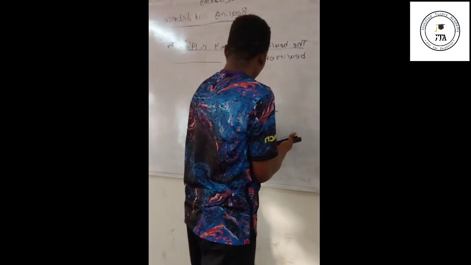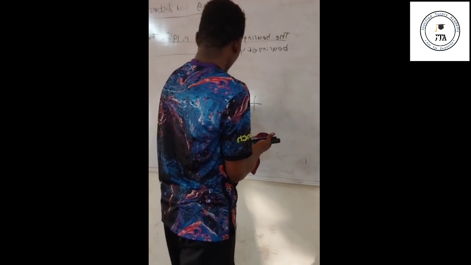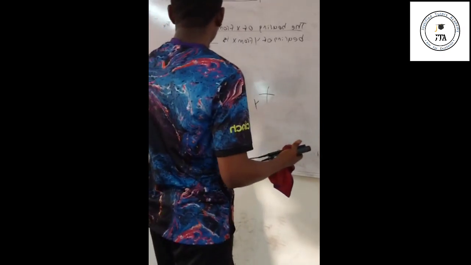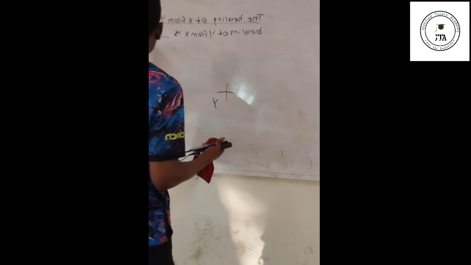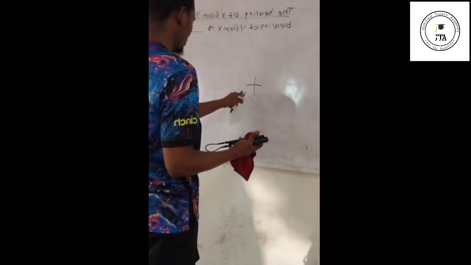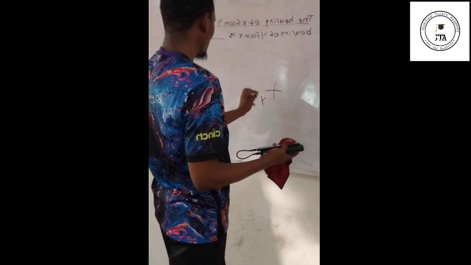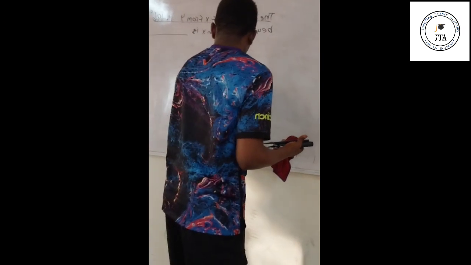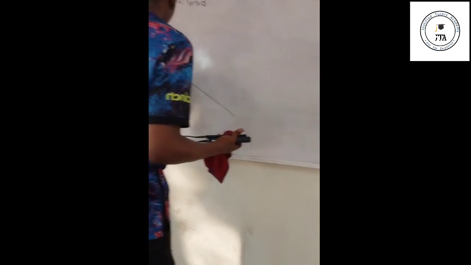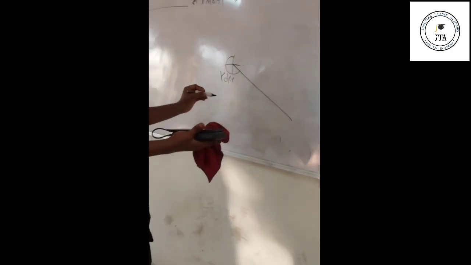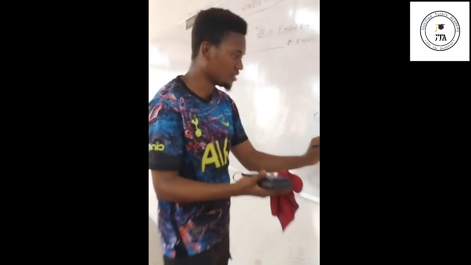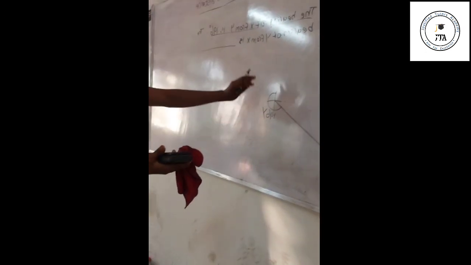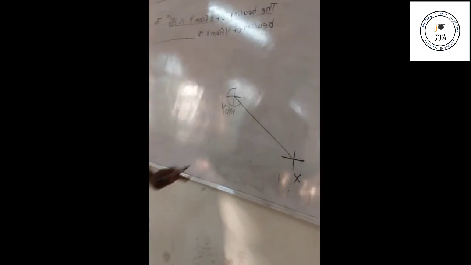Let's call this y. So let's look for 196 degrees. 196 degrees is supposed to be between 180 and 270, isn't it? So this is going to be here, like this. Then our x will be here like this. So this is our x. The bearing of x from y is 196 degrees.